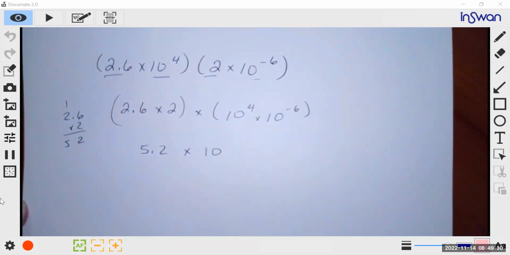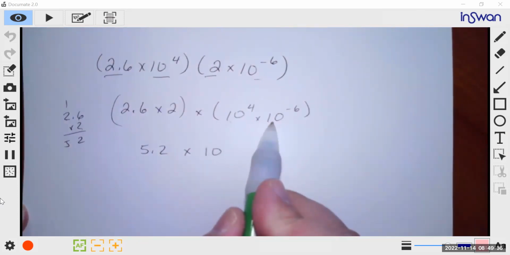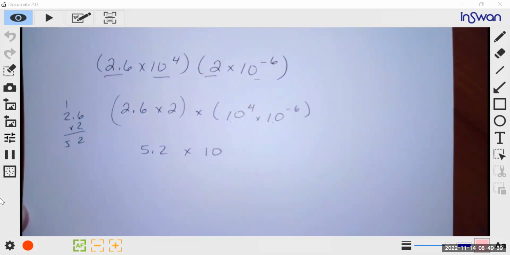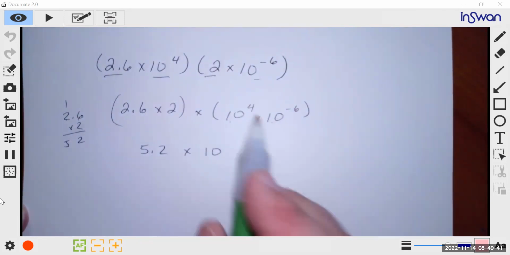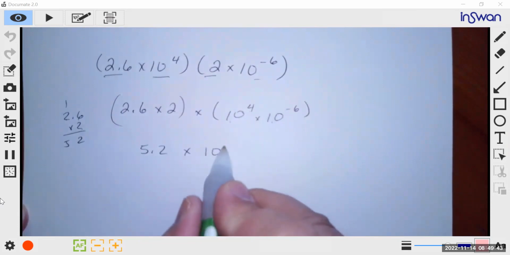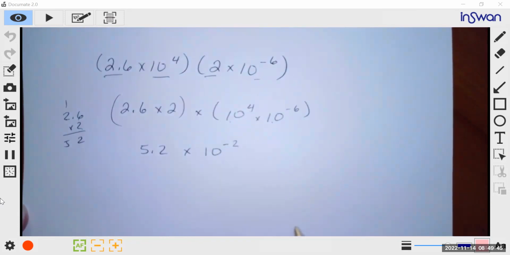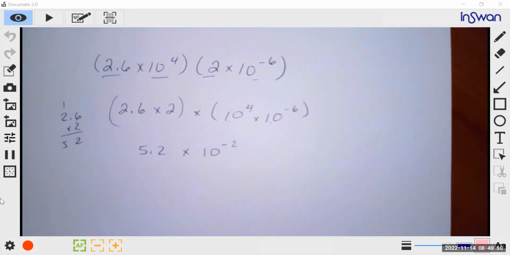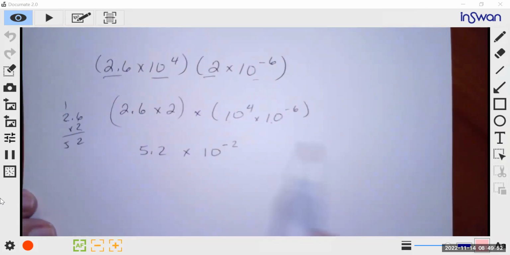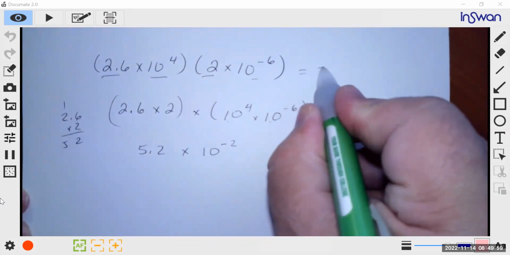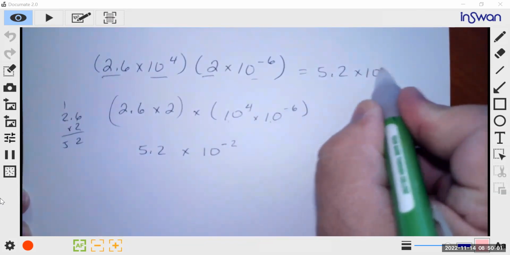What's the exponent going to be? You have the same bases, you're multiplying them. What do you do with the exponents? You add them. So 4 minus 6 is... since they're opposite signs, you subtract them. Yes, you add them, but in this case, it's subtracting. It's 4 plus negative 6 is negative 2. So there's your new answer: 5.2 times 10 to the negative 2.